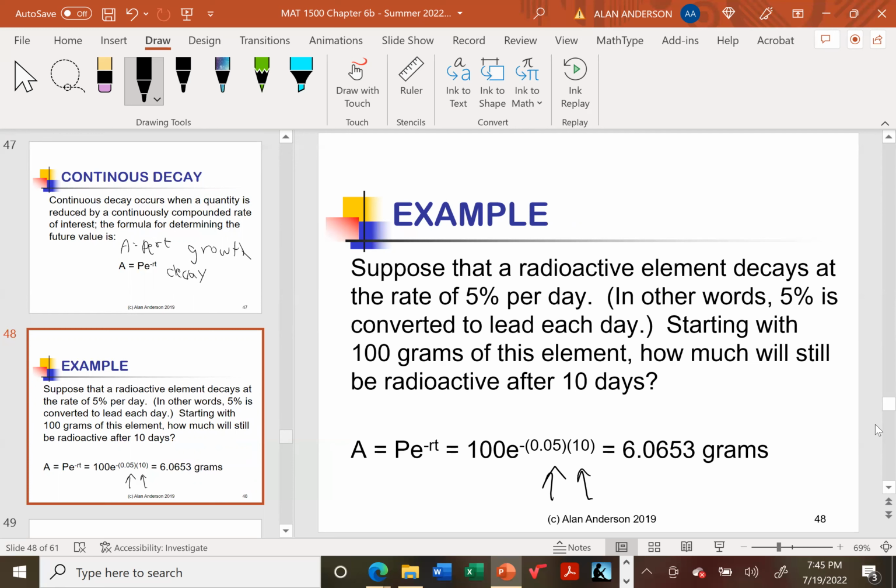material left. Well, of course, that's because it's decaying at a rate of 5% per day. That's why it's falling off so quickly. But this will be a classic example of how you would calculate the decay of, in this case, a radioactive element using the exponential decay function.